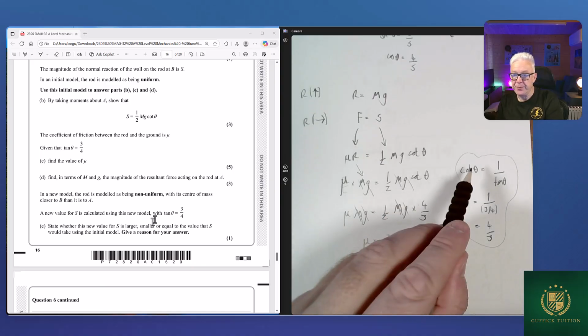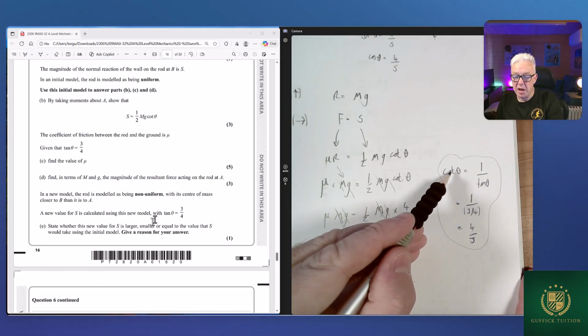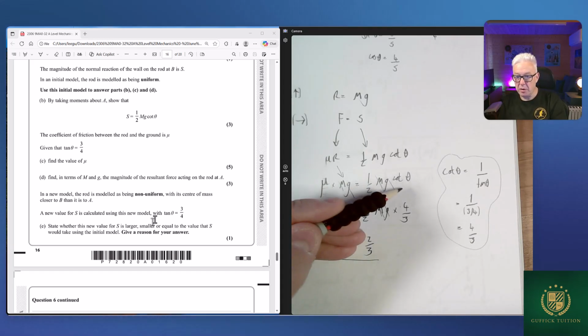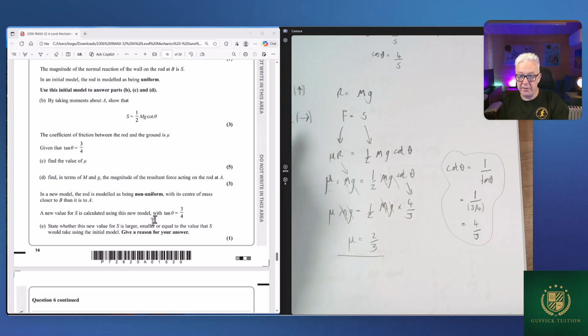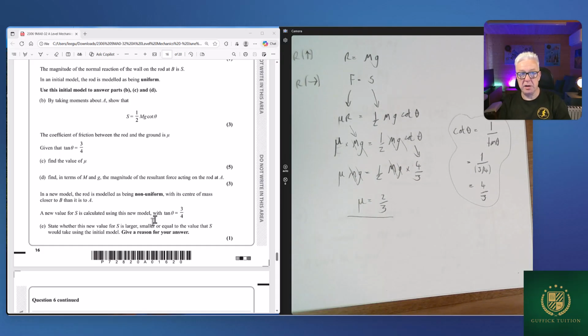Oh yeah, because now if we know that tan theta is 3/4 and cot theta is 1/tan, that means that cot is 4/3. Okay, so we know that cot theta is 4/3. So we've got everything we need. So therefore, mu is equal to 2/3. Now, I personally think that was quite a nice 5 marks, definitely, especially in the last question on the paper. Okay, so we found the value of mu.